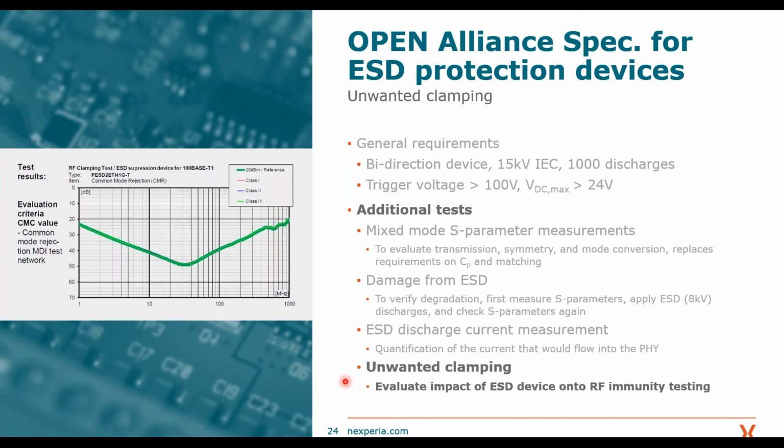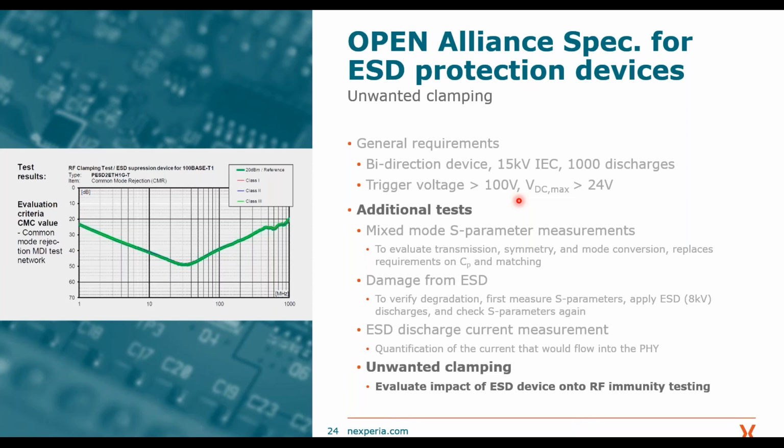And this is the test result, and this is also, as we said, referred to the trigger voltage of 100 volts, because during this test some very high amplitudes can occur, and the requirement on the ESD protection devices is that they are not allowed to clamp too early. That's why these tests and these trigger voltage requirements of 100 volts.